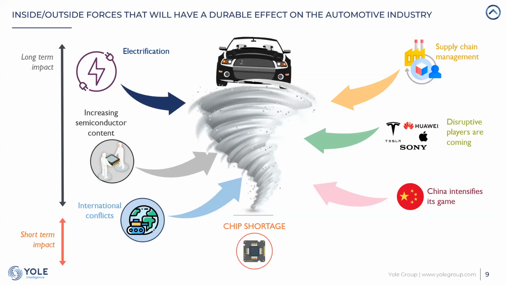So first, as a general introduction, there are currently a lot of different forces that will have a durable effect on the automotive industry. Long-term impact will imply electrification, which will in turn imply a lot of increasing semiconductor content. We can also include in that the autonomous trend for cars: we will move from level 2 to 3 to 4 to 5. That will require increased semiconductor content, more computing, increased sensor performance, more memory, and so on.